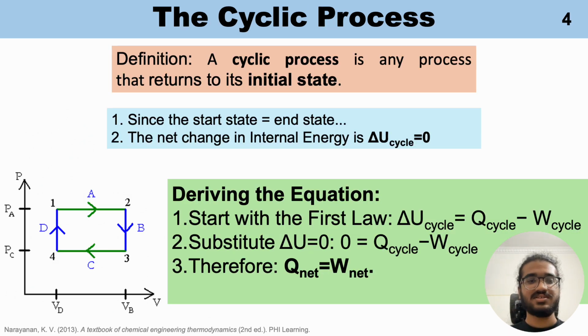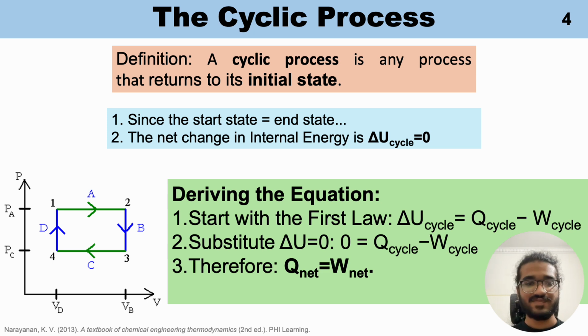So, what is a cyclic process? A cyclic process is any process that returns to its initial state. The assumption we make here is that since the start state is equal to the end state, the change in internal energy of the cyclic process is taken to be zero. This can be visualized in the figure on the screen.